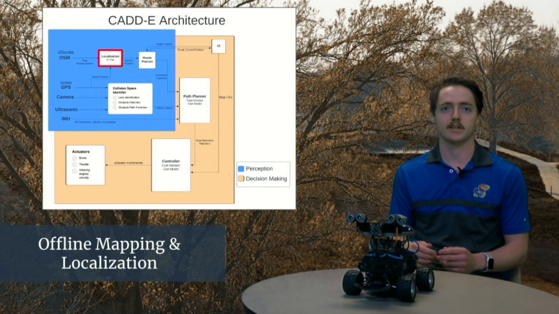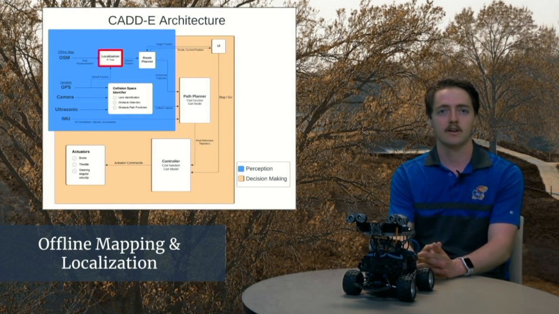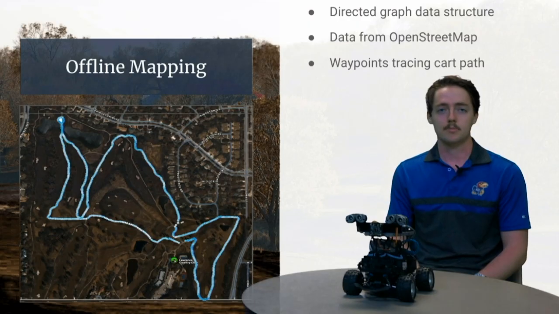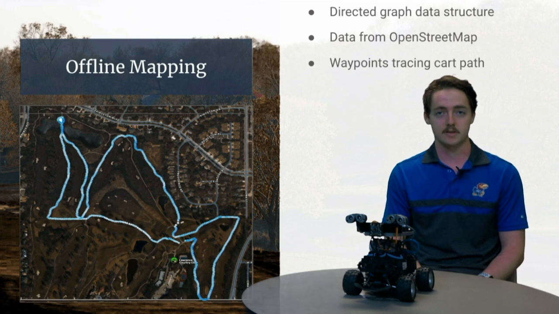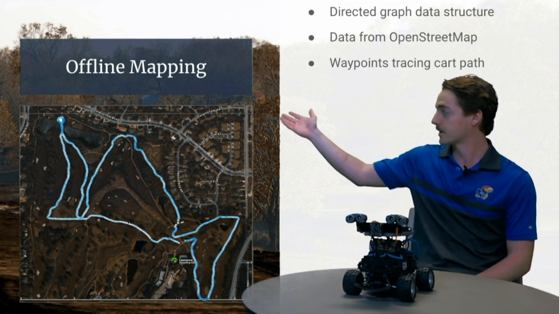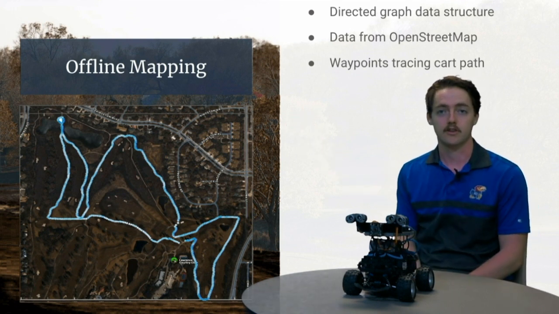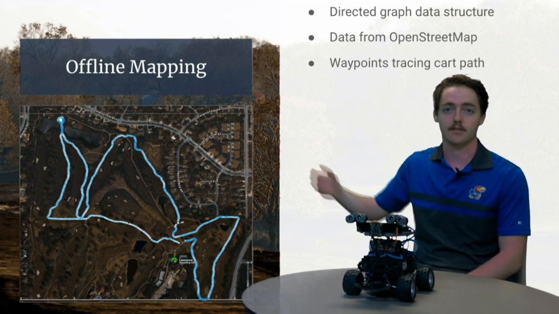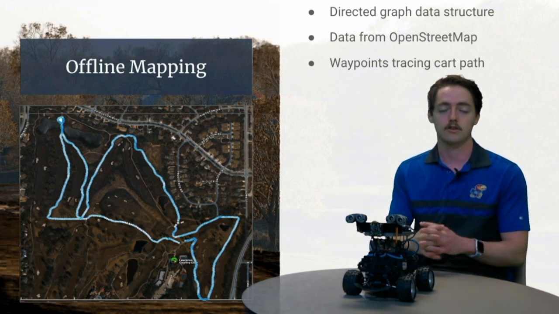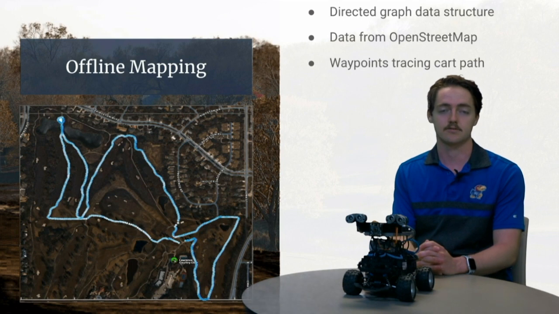Offline mapping is how we represent the golf course in our system, and localization is how we determine the golf cart's position relative to that map representation. To represent the golf course, we took data from OpenStreetMap and we constructed a directed graph data structure using waypoints that trace along the cart path. So all of these nodes in our graph contain information about the global position, so this is just the GPS information, latitude and longitude, as well as localized coordinates in meters.